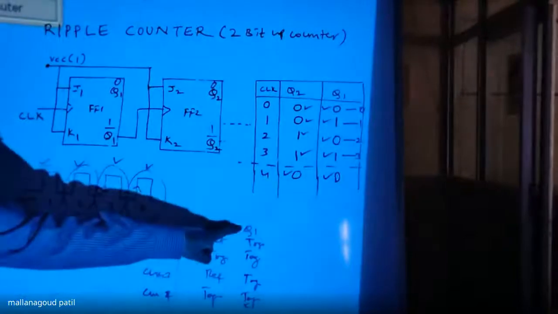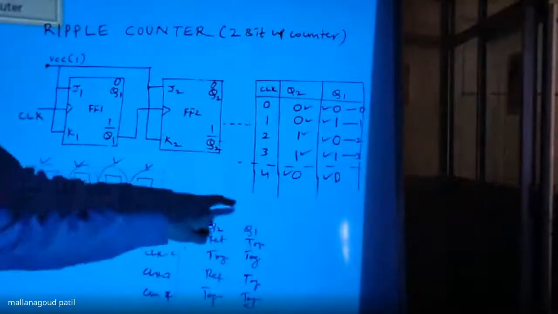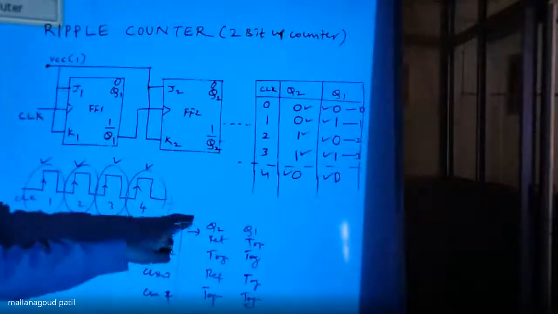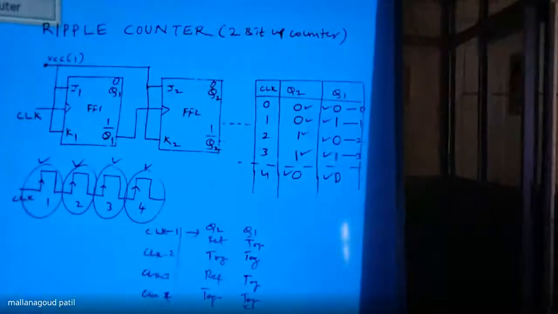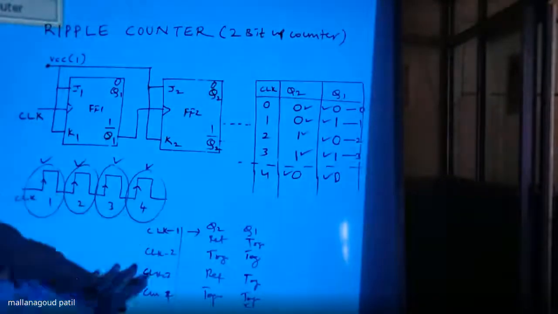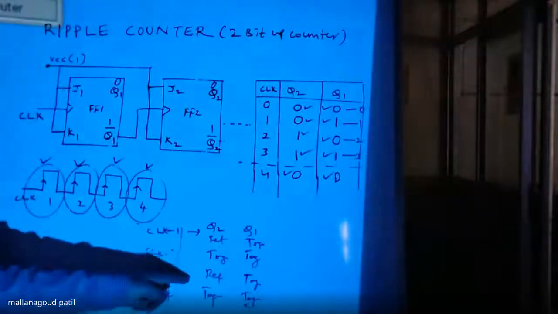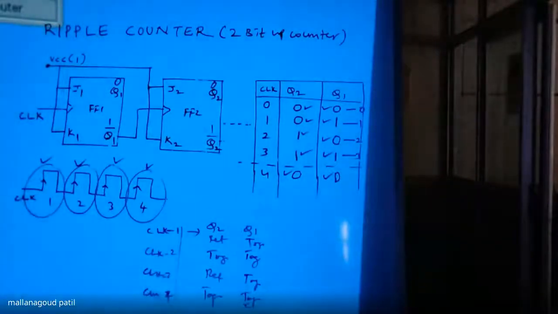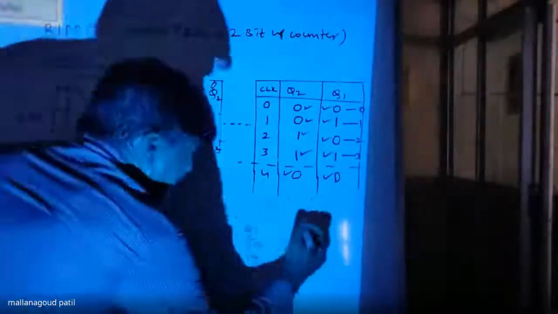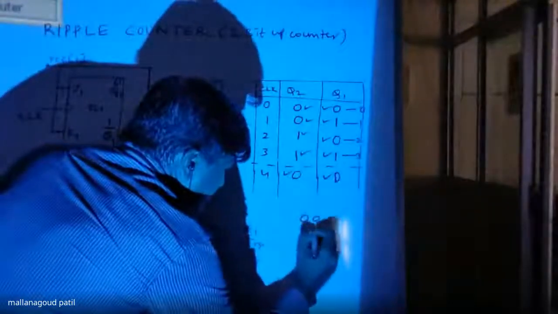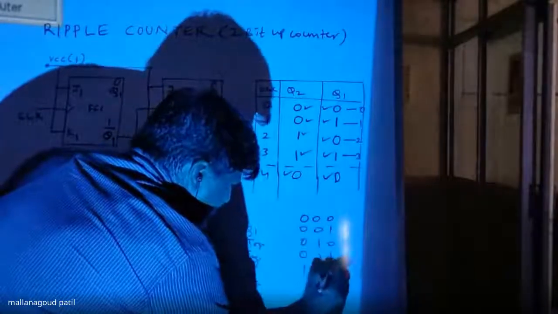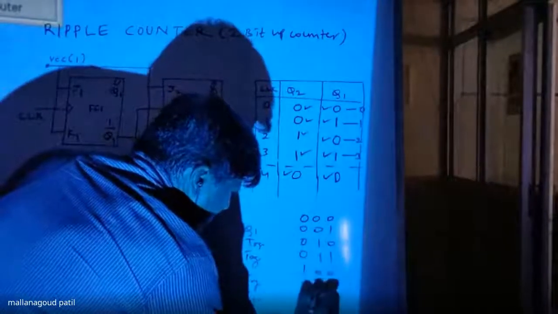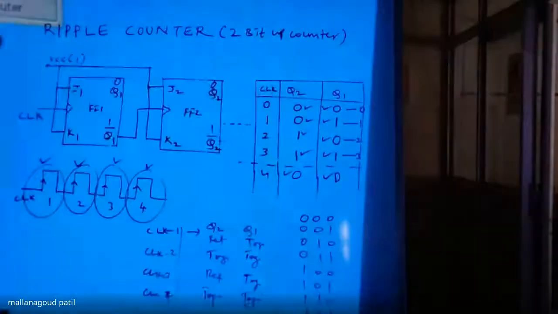Flip-flop 1 will always toggle. Flip-flop 2 will retain one time, next toggle, retain and toggle. When you are taking 3 bits, 2 times retain, 1 toggle, 2 times retain and toggle. You can write here 0, 0, 0, 0, 0, 1, 0, 1, 0, 0, 1, 1, 1, 0, 1, 0, 1, 1, 1, 0, 1, 1, 1.